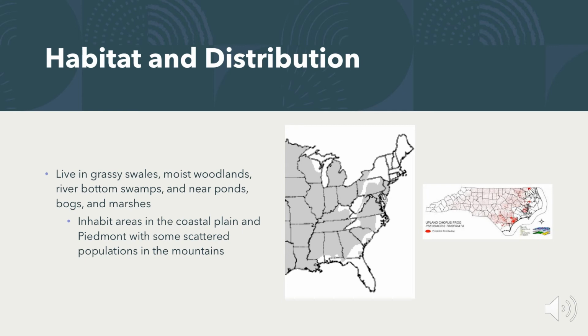And for their distribution, as you can see in the first map, they expanded across a great portion of the eastern part of the United States, and specifically in North Carolina, they inhabit areas in the coastal plain as well as into the Piedmont, and even stretching into the mountain region where they have some scattered populations.